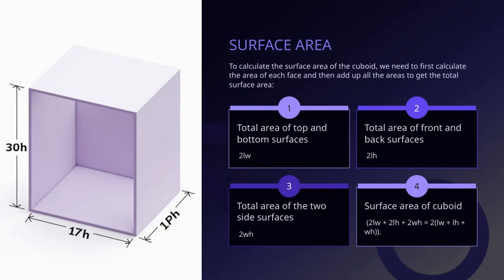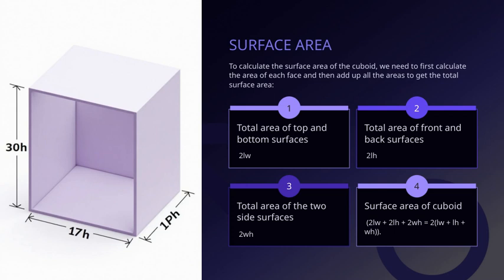Let's now look at how to calculate the surface area of a cuboid. To do this, we need to find the area of each face and then add all those areas together. First, consider the top and bottom surfaces. They each have an area of length times width, which is written as 2LW because there are 2 such surfaces.